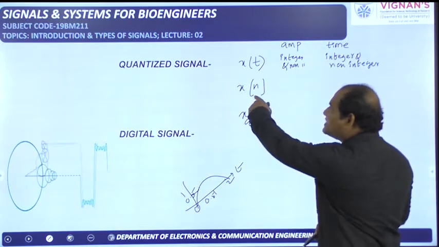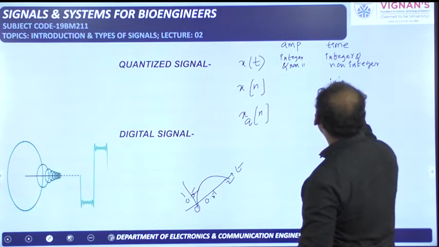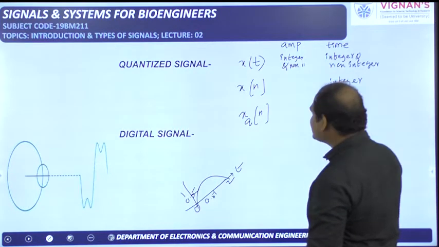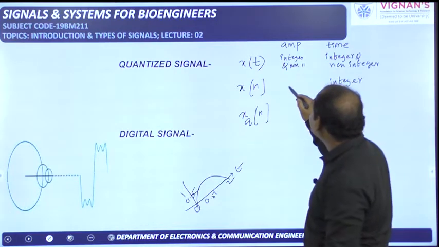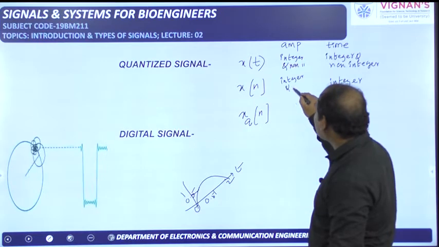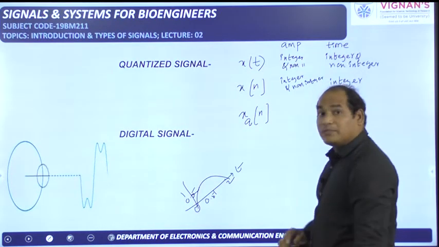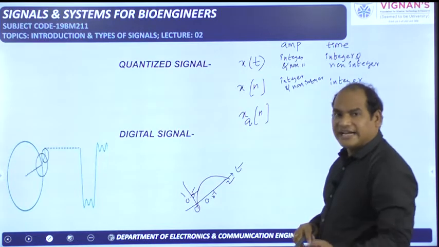But in case of discrete time signal x of n, time is only integer. That is the definition we have given. But amplitude can be integer and non-integer. We did not talk about amplitude in case of discrete time signal till now, but amplitude can also be non-integer.